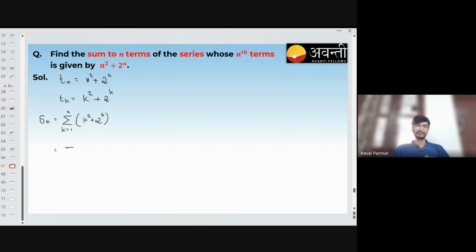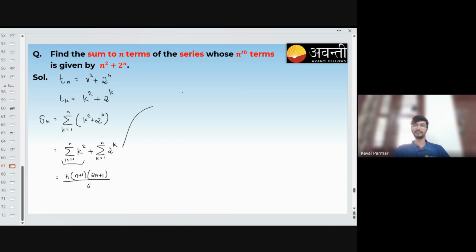So basically I'll get summation k square plus summation 2 raised to the power k, from k equals 1 to n. Now we know this formula. What is this formula? It is the sum of squares of the first n natural numbers. This will be n into n plus 1 into 2n plus 1 upon 6.